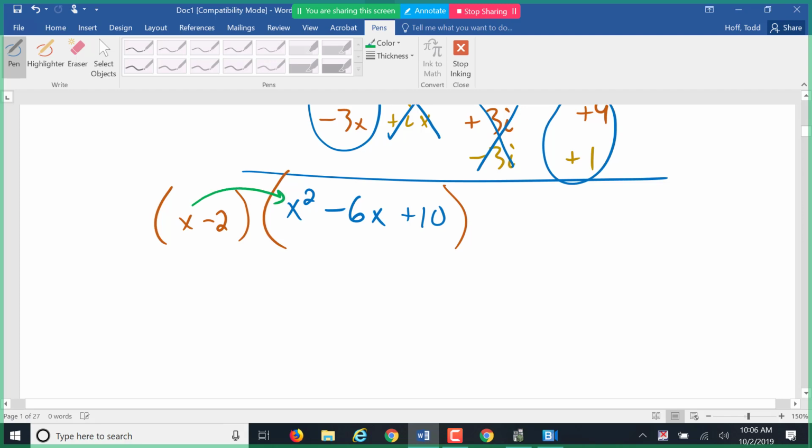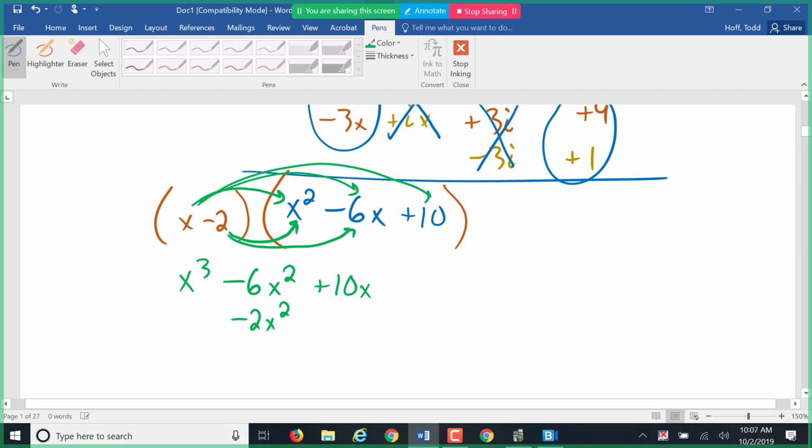So x times x squared is x to the third. x times negative 6x is negative 6x squared. x times 10 is 10x. Moving over to the negative 2, negative 2 times x squared is negative 2x squared. Negative 2 times negative 6x is a positive 12x. And negative 2 times 10 is a negative 20.